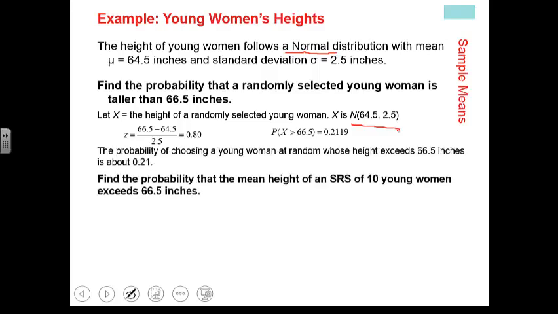We can get our z-score and draw our picture. We don't have to get our z-score necessarily, but make sure you know that relationship. And we just find this probability by doing normalcdf of 66.5 to infinity, comma, the mean of 64.5, comma, the standard deviation of 2.5. The probability of choosing a young woman at random whose height exceeds 66.5 is about 0.21.